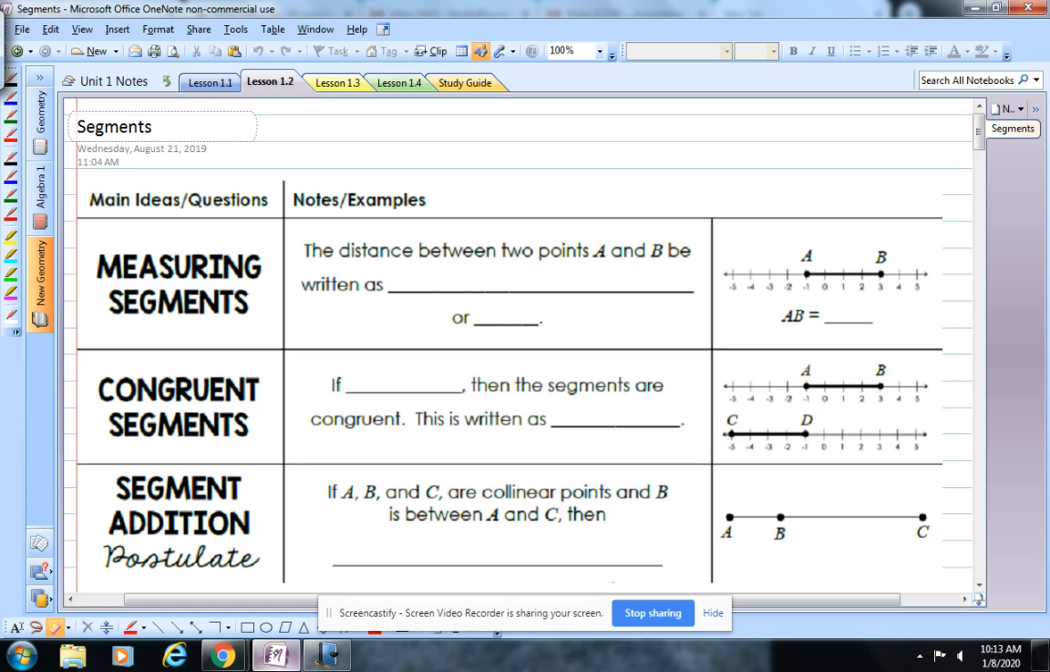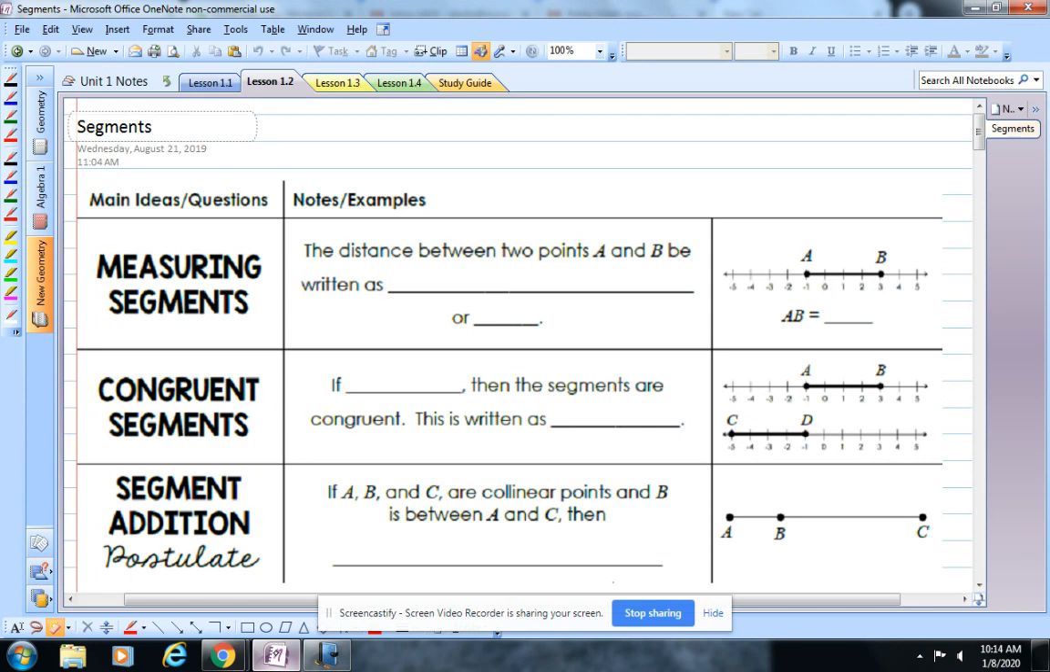Talking a lot about segments. A segment is a part of a line. The difference between a line and a segment is that a segment has endpoints on both sides. So segments are a finite length. They don't extend forever. Lines extend forever and do not have a measurement. Segments do have a length. They stop at two endpoints.